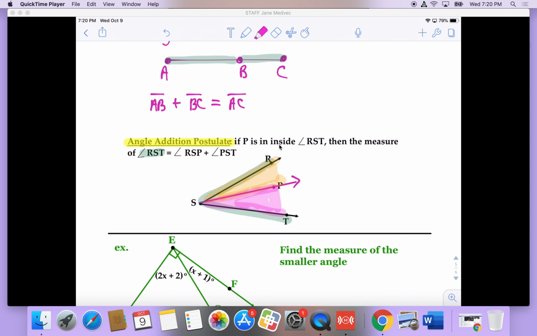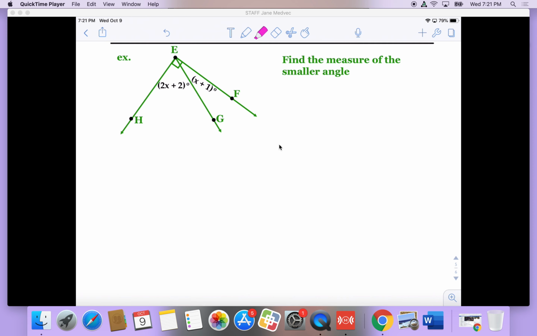Now, let's take that idea, and again, you're going to be seeing this a lot. You're going to see segment addition a lot. You're going to see angle addition a lot. So try to make note of that somewhere, that these are important postulates that you're going to use in proofs. So let's take a look at this example. It says, find the measure of the smaller angle.